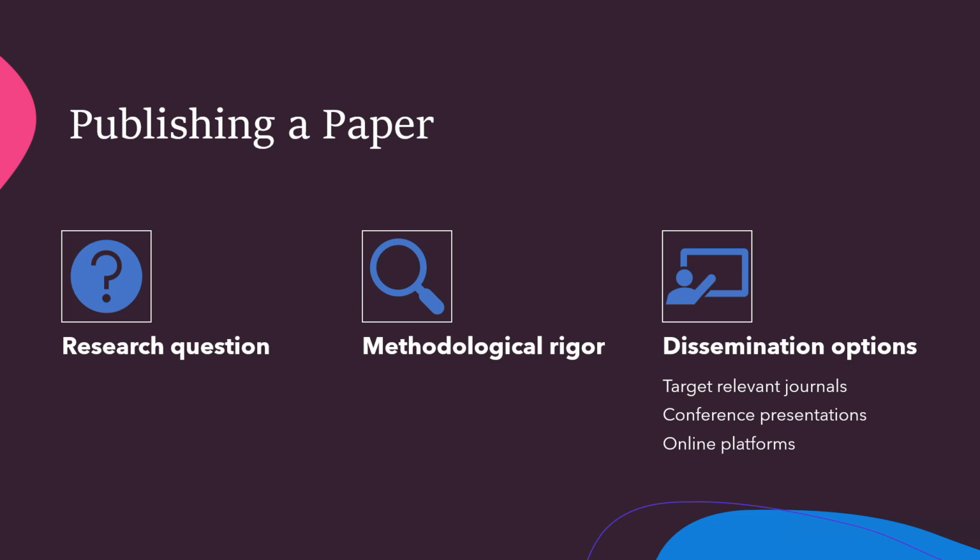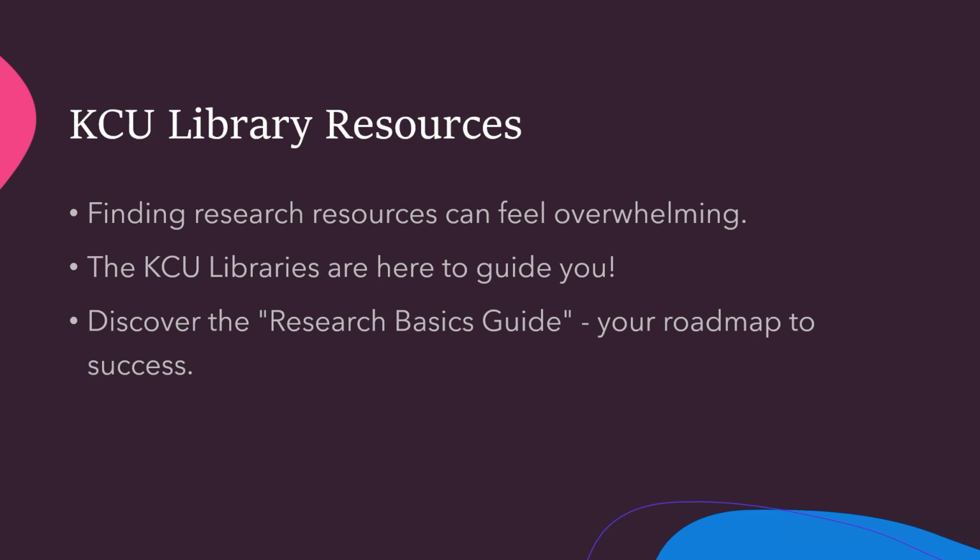Once you have formed your paper, you can start sending it out to targeted relevant journals, conference presentations, the KCU Research Symposium, and online platforms that will help you publish your paper on open access repositories or academic websites. And a nice note on these studies is, since this is all publicly available data, you only need to complete the abbreviated IRB form.